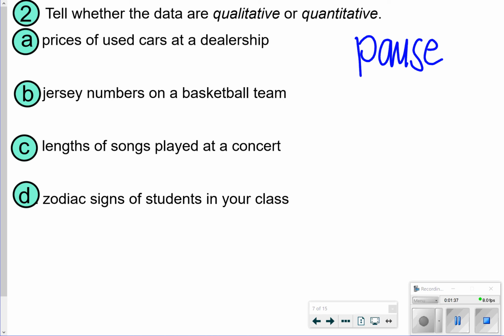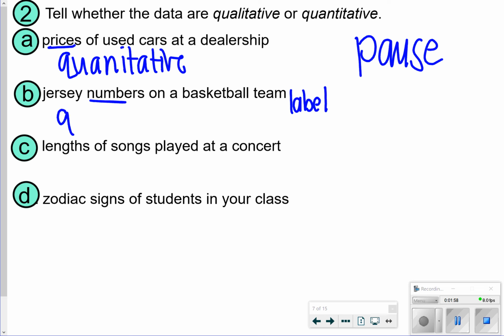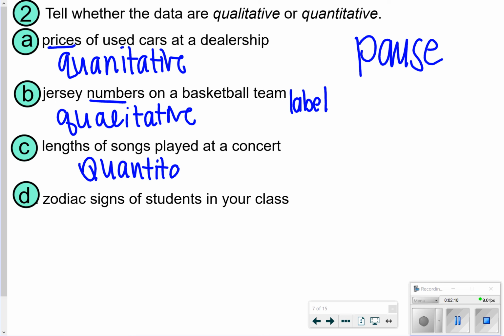So for the first one, this one is going to be considered quantitative data because it's using prices. For letter B, this one was kind of tricky because when you talk about numbers, you automatically think quantitative, but jersey numbers just label the basketball players, so this one would actually be qualitative. The lengths of songs played at a concert, those are going to be quantitative. And then the last one, zodiac signs of students in your class, that one would be qualitative.